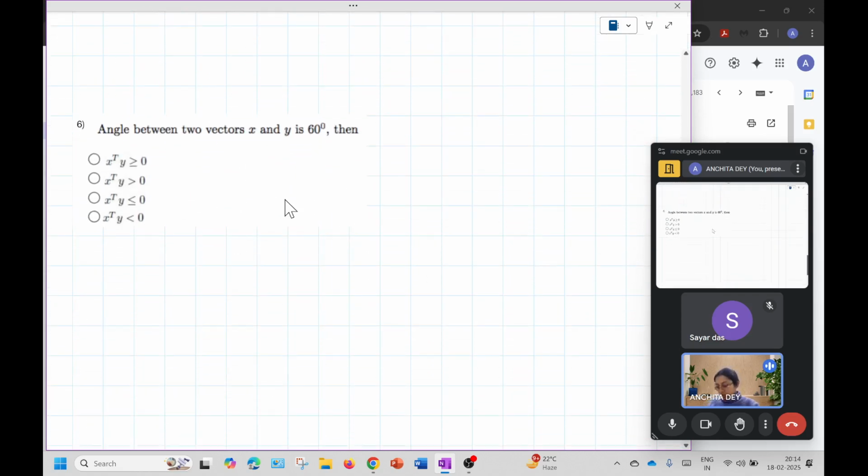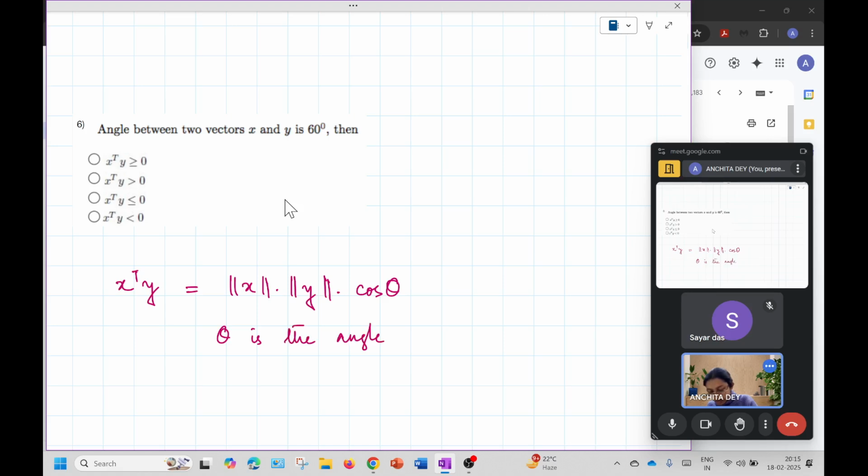Now, what about this one? We are given two vectors x and y, and the angle between them is 60 degrees. So it's a very simple question. All you have to do is see what is x transpose y. It is simply norm of x times norm of y into cosine of theta, where theta is the angle between x and y. So it's very simple and very straightforward to do.